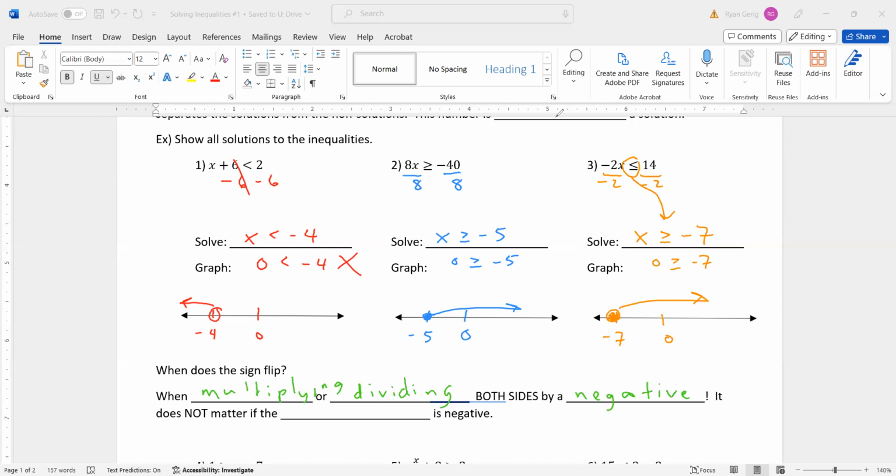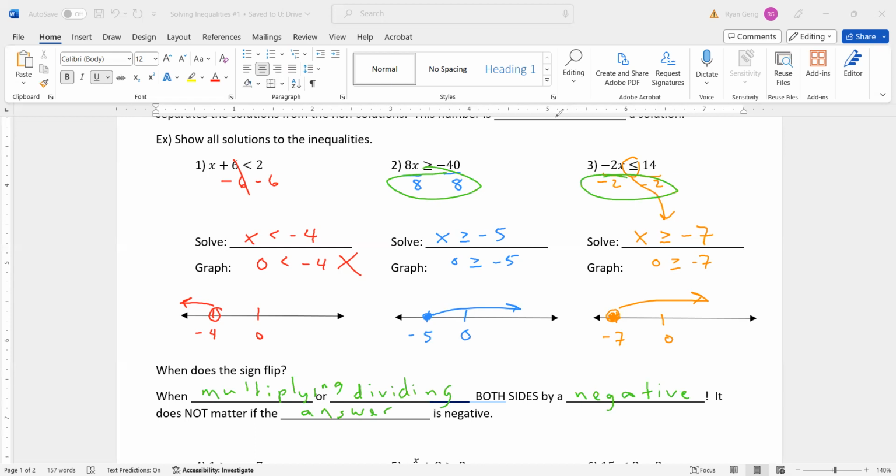One thing a lot of people think is if the answer is negative, the sign flips. No, it does not matter if the answer is negative or positive. That has no bearing on whether you flip the sign. If you look at number 2, the answer was negative, but I didn't flip the sign because what did I divide by? I divided by 8. In number 3, I divided by -2. That flips the sign. Multiplying does the same thing.